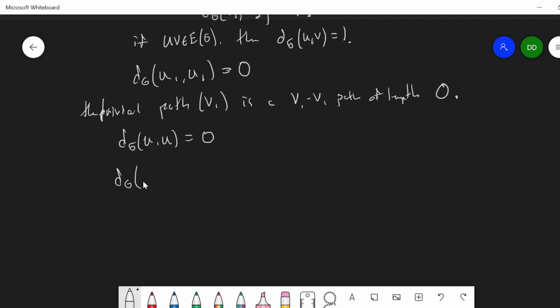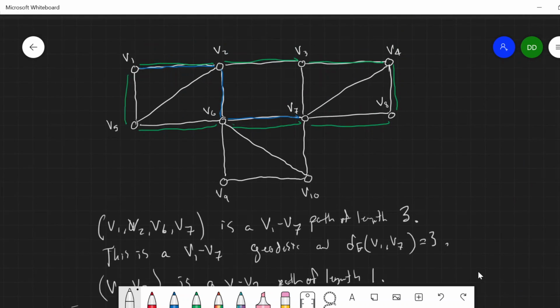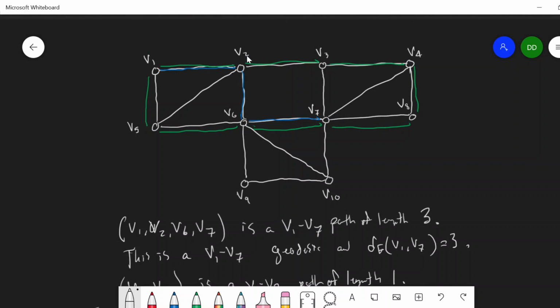Distance in G from V1 to V8 is equal to 4. And we gave an example of a couple different geodesics. So in general, this is the process that you go through: you look at all the different ways I can get from one vertex to the other and find the very shortest way. The length of that path is the distance.